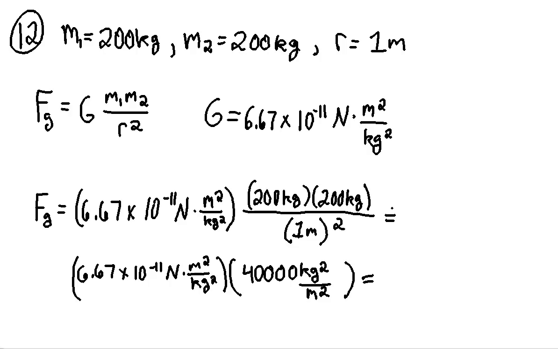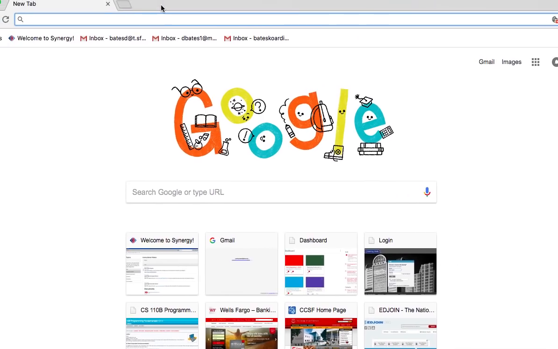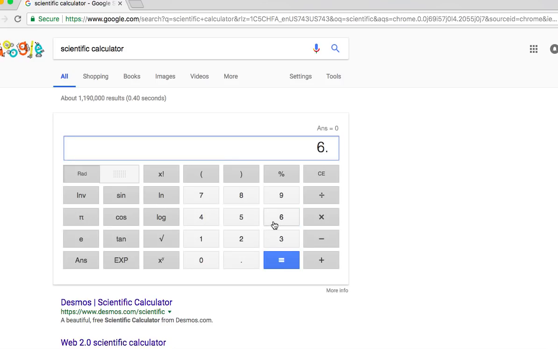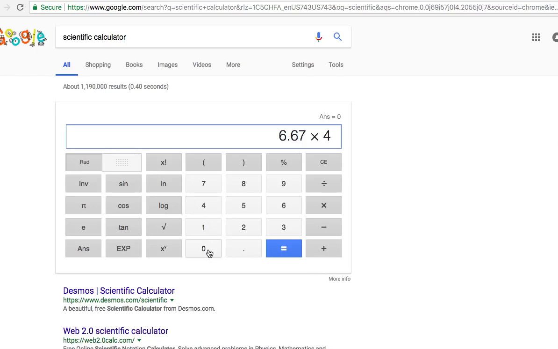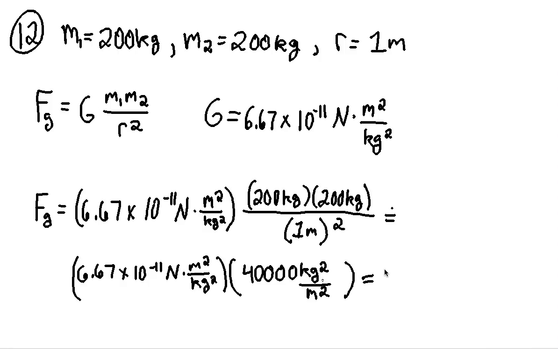All right, so let's get a calculator up here for you. So we have 6.67 times, what was it? 40,000. So we have 266,800 times 10 to the negative 11. Now let's look at what cancels out here. Our kilogram squared cancels out with these kilograms squared. Our meter squared cancels out with these meter squared newtons.